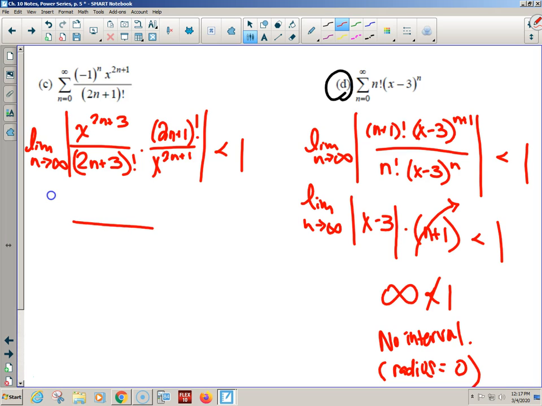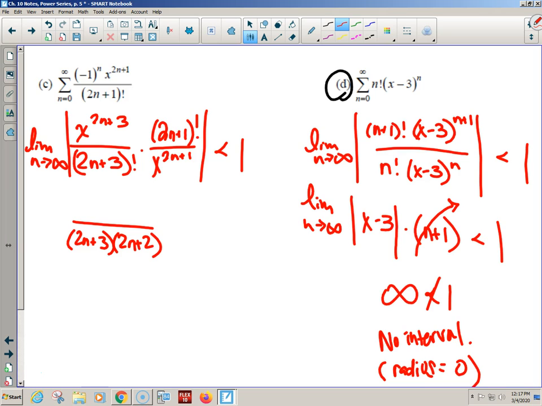Why am I going to write this 2n plus 3 times 2n plus 2? Because it's the next term. In the factorial, I'm going to go from 1 all the way up to 2n plus 1. But guys, what would the next term be from 2n plus 1? 2n plus 2. And the next one? 2n plus 3, 2n plus 4. He has 2 extra terms.